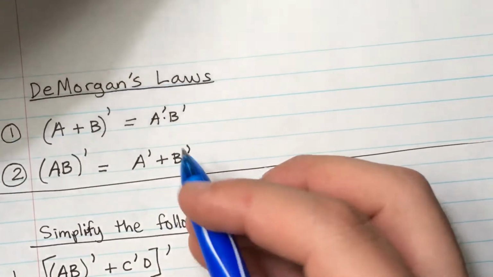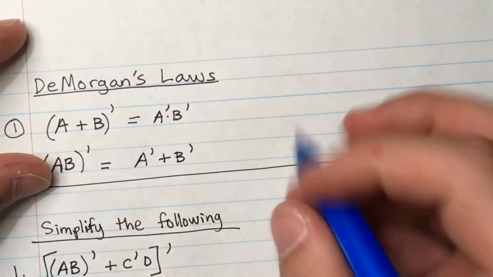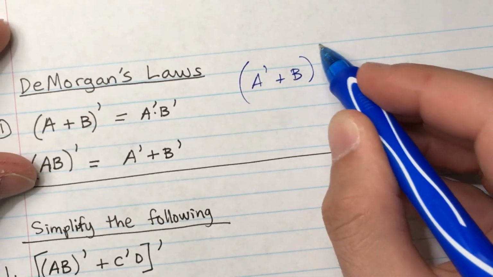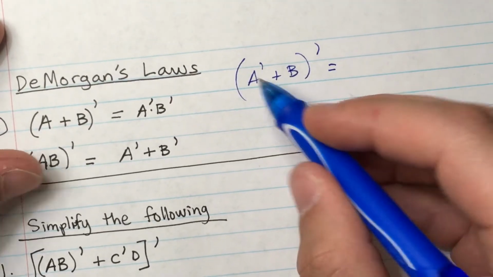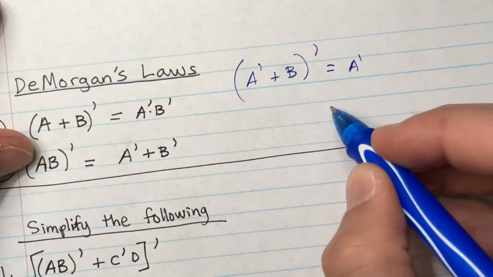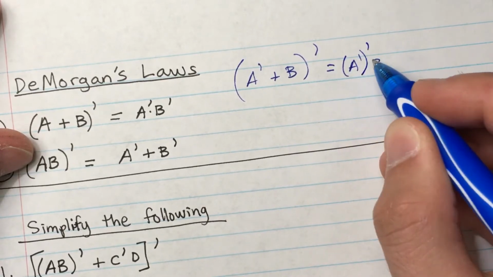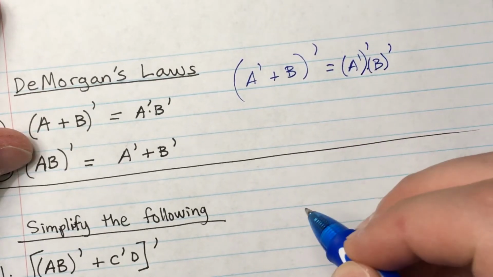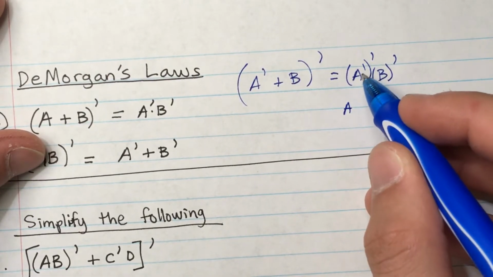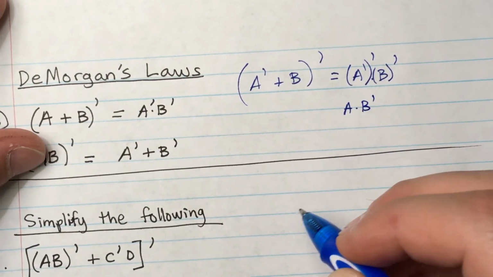You don't need to restrict it to members in the sum that don't have a complement. Let's say we have a prime plus b, and then we take the complement of that. We just take the complement of each member in this sum and multiply them. So we had a prime and we had b. Each one of those gets a complement, and then we multiply them. So that would be a prime prime, or a complement complement, which is just a, times b complement, which is b complement.